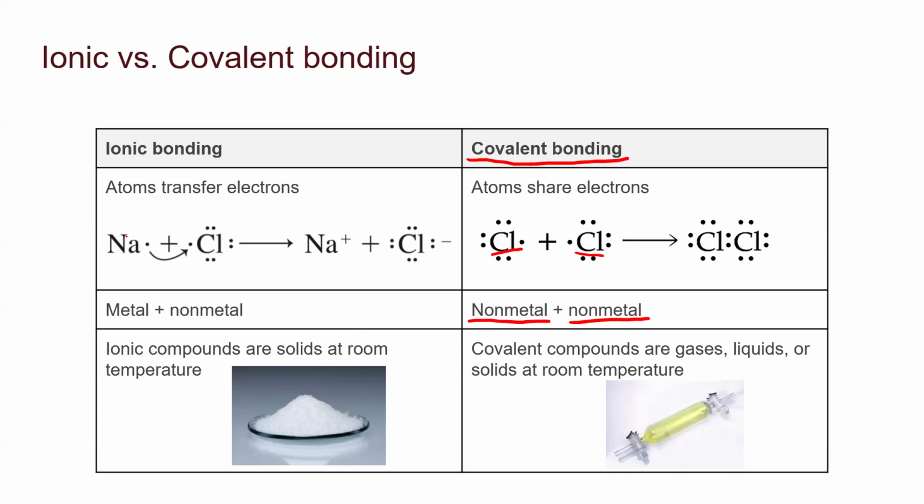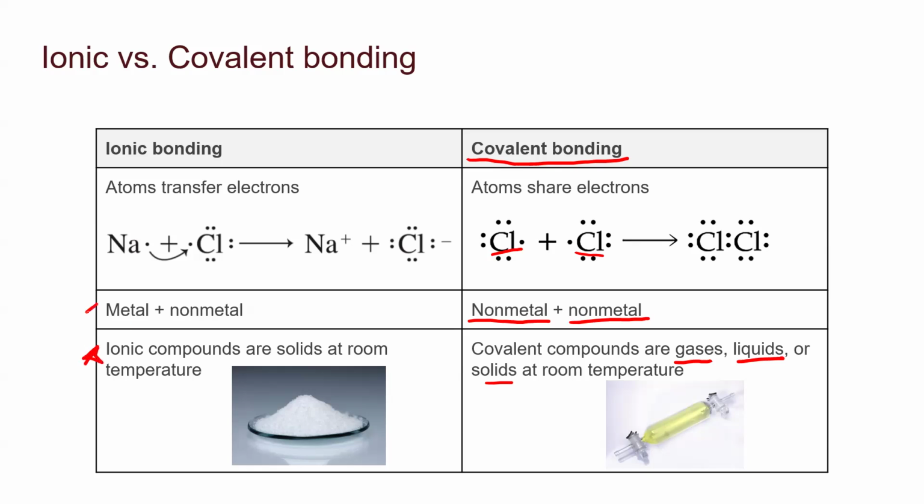Whenever an ionic bond is present, that is an ionic compound. Ionic compounds are solids at room temperature, whereas covalent compounds are typically gases, liquids, or sometimes solids at room temperature. Ionic compounds at room temperature are always going to be a solid. That's a very important distinction.